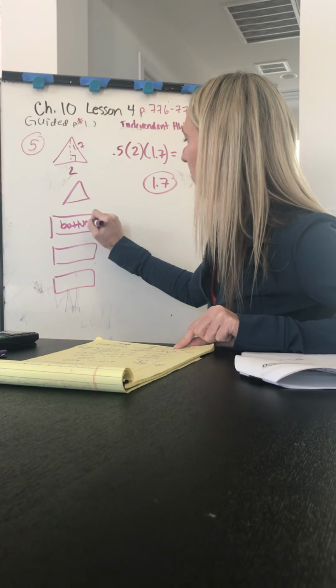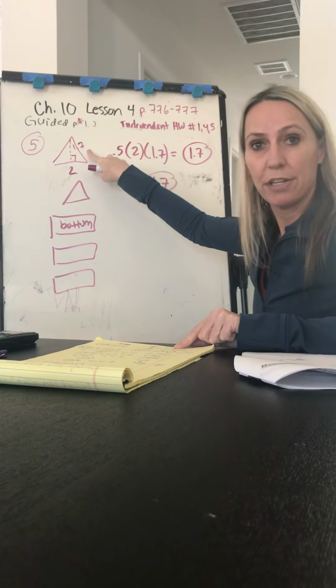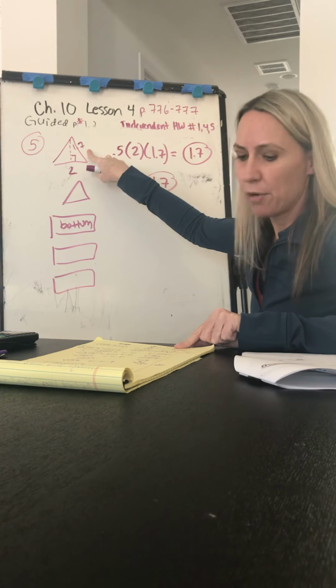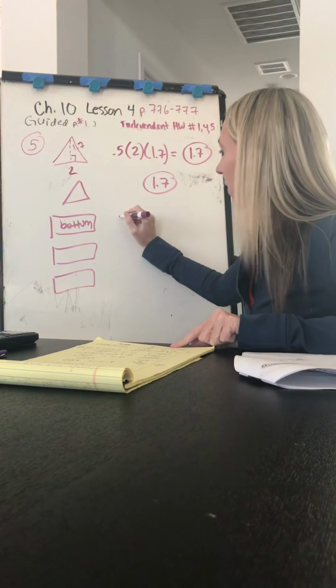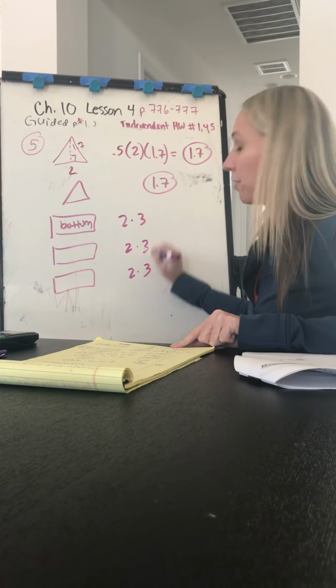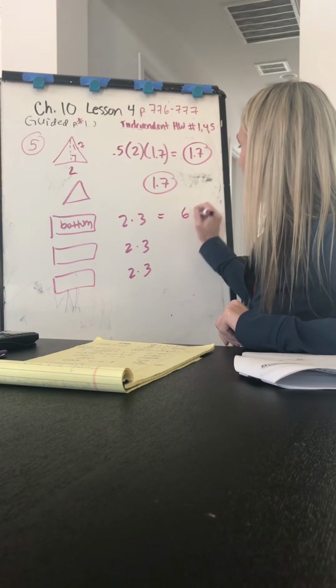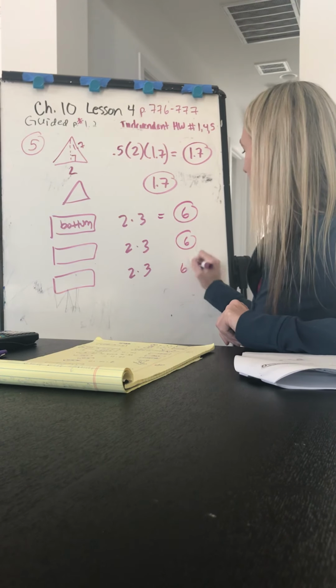And then we have the 3 rectangles. Here's the bottom. This one, if you look at it, it's actually 2, 2, and 2. That's an equilateral triangle, which means all of these are going to be the same. So the bottom's 2 times 3, and the other ones are also 2 times 3 because it's an equilateral triangle. So you're going to have 6, 6, and 6.